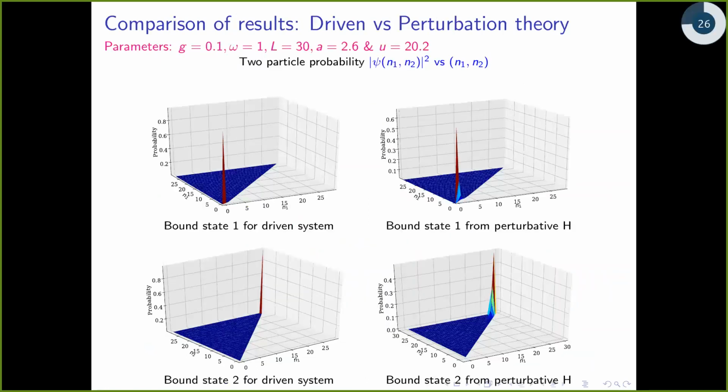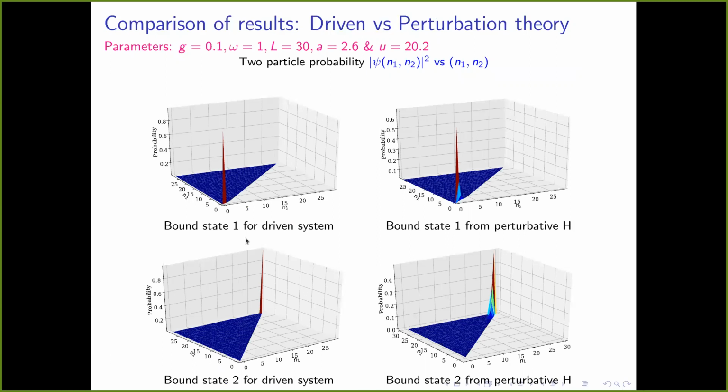So here I have the comparison. G is 0.1 and U is 20.2, so it's like 200 times more. Omega equals 1, system size is 30, and A equals 2.6 is where without interaction I have type 1 edge states. And this is the probability versus n1, n2 plot. Just remember that n1 is always less than or equal to n2.